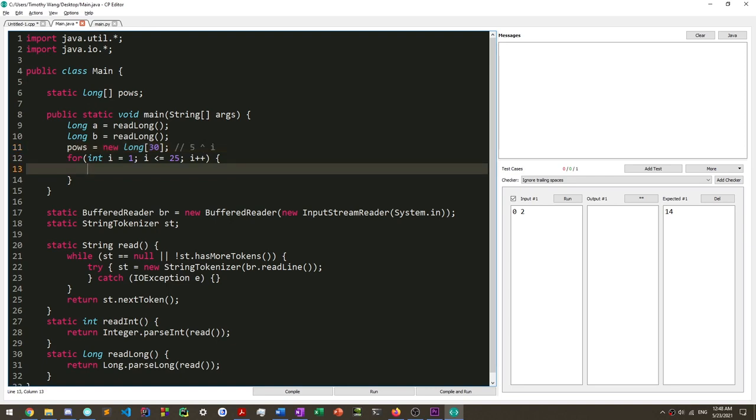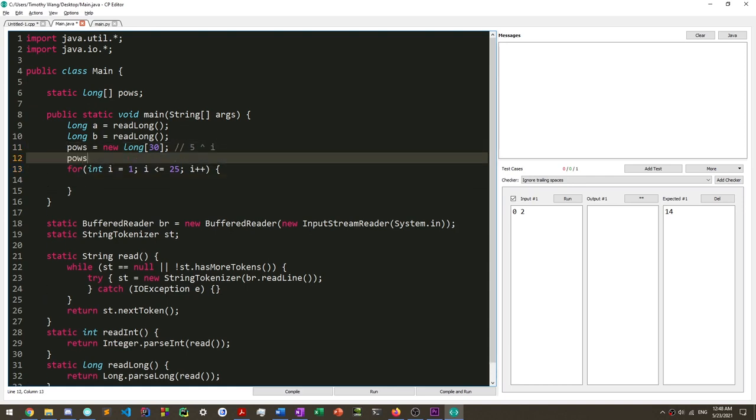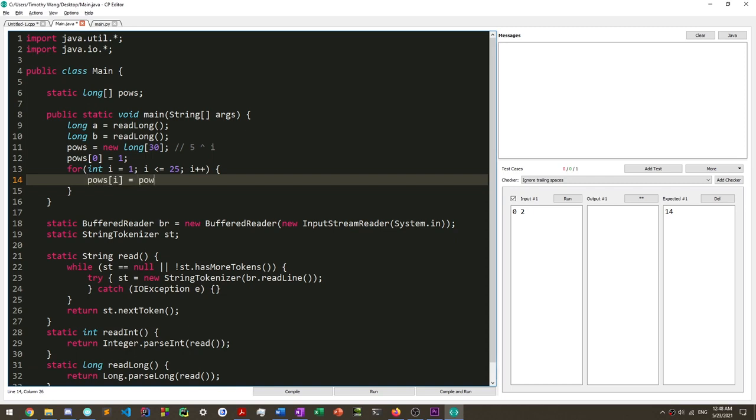And the way we can do that is simply by saying pows[0], 5 to the power of 0, is equal to 1. And every time we go through each of the numbers, it's just the previous one times 5. So we can say pows[i] is equal to pows[i-1] times 5.